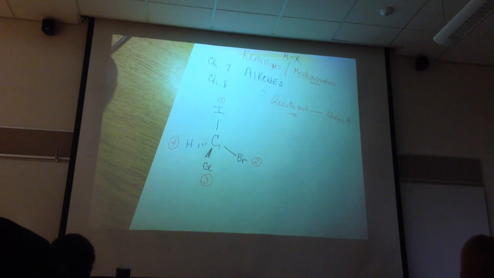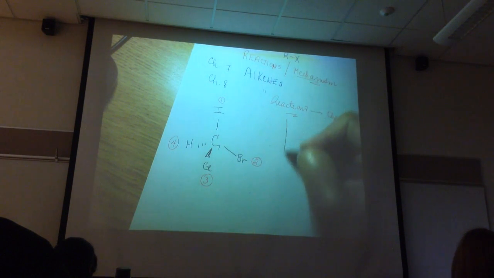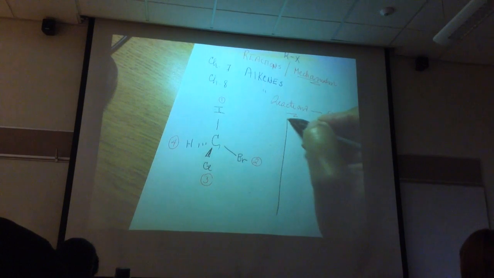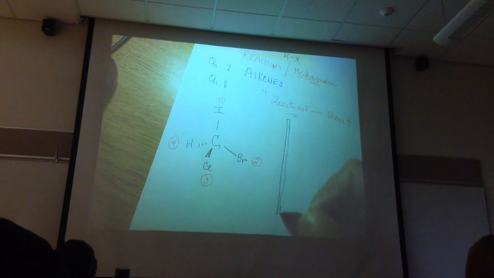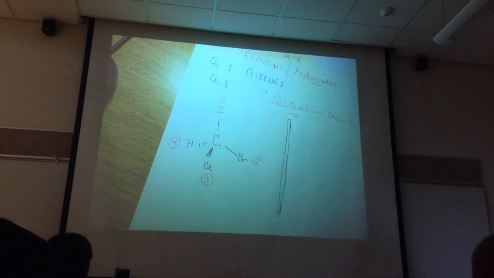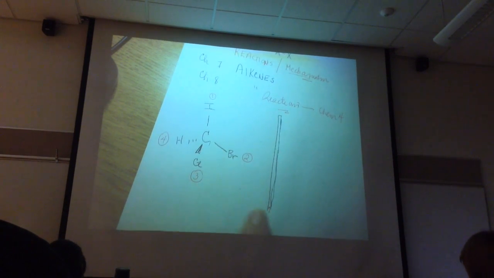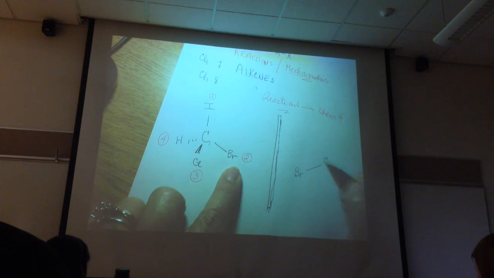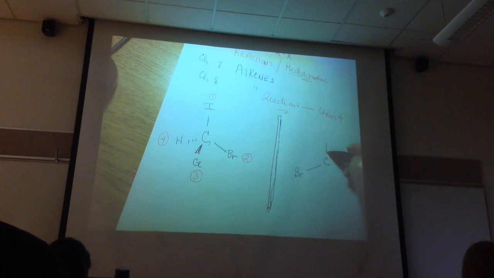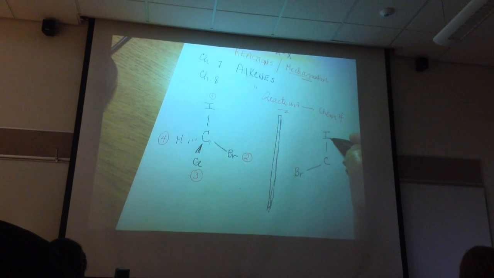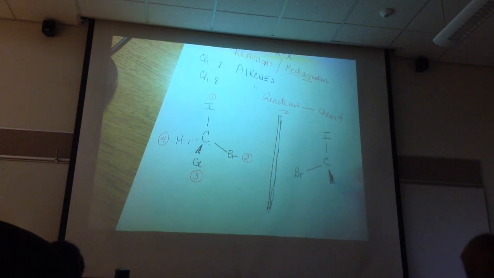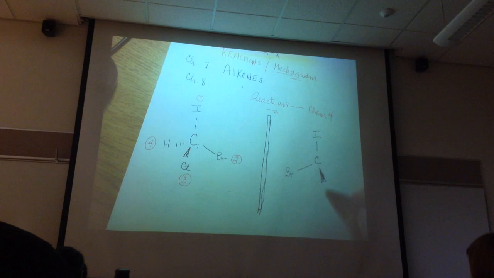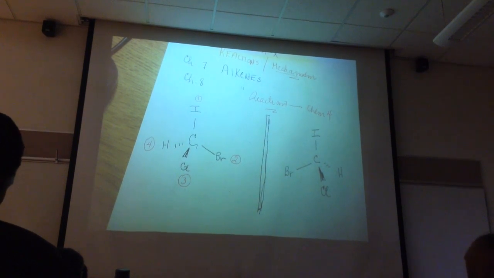What they're trying to say is, if I put my mirror here, you have to draw the mirror image. Here's the Br, and you have that carbon. At the very top you have the iodine. Over here you would have the chlorine. And in the back you have the hydrogen. That's what we do with the mirror images.